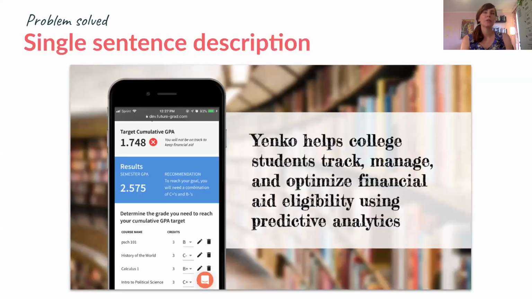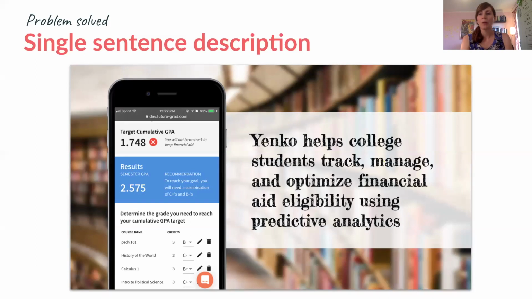So we did a couple things to address the problem solved. We wrote a single sentence description, showed the product, right? Yenko's helps college students track, manage, and optimize financial aid eligibility using predictive analytics. Always show the product if you've got it, right?